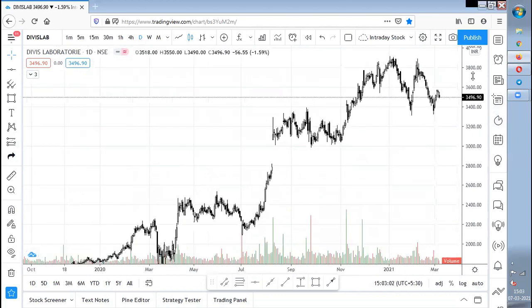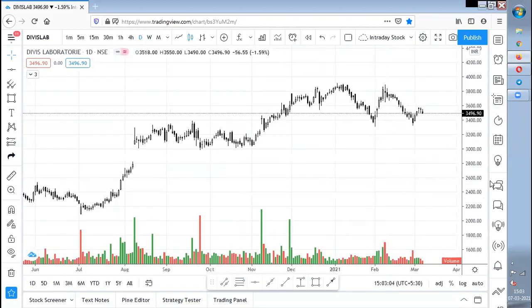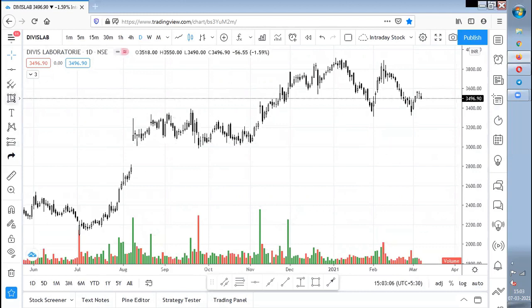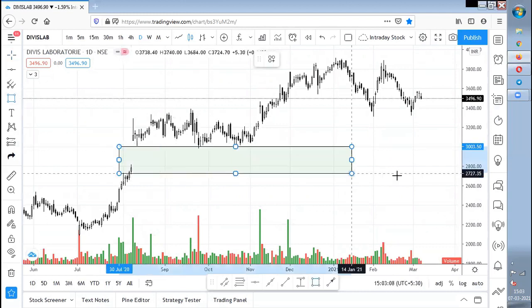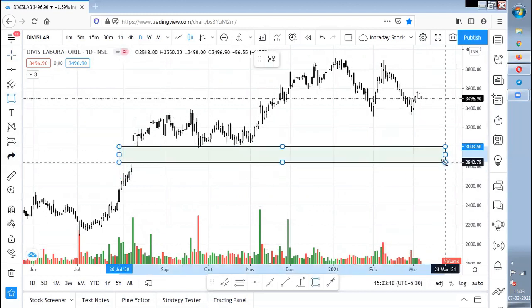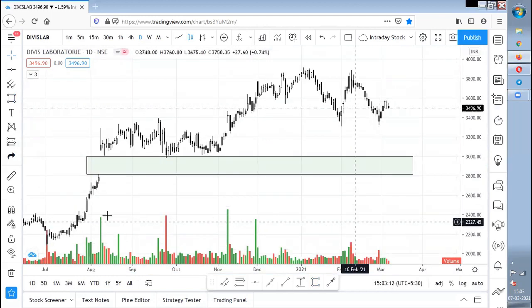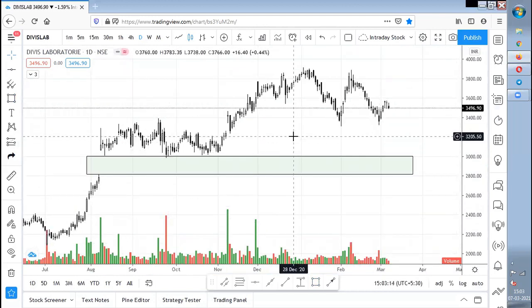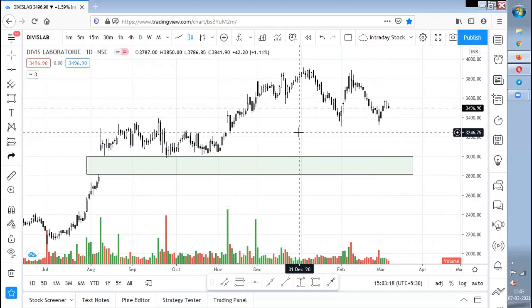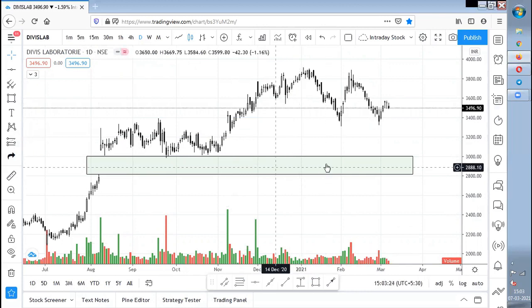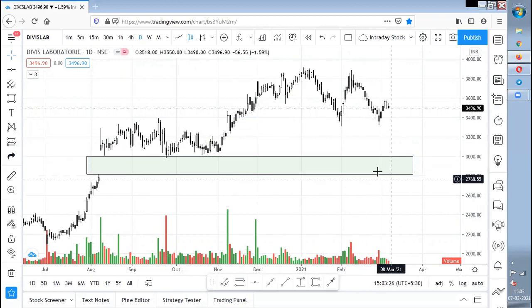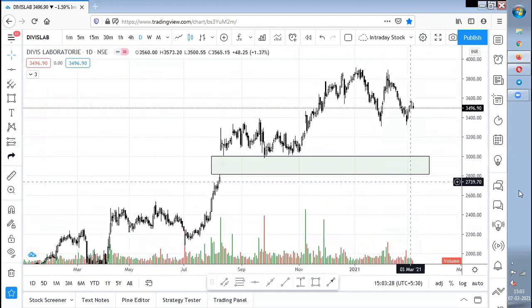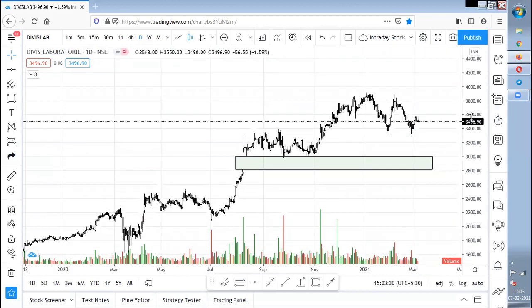So this is the Divi's Lab chart, and if you see, there is some gap over here, and it completely took the gap support and started moving up. And what I would say is, if in case we are going for a crash, any good crash in future, then this particular gap zone will be the point where Divi's Lab might take support. So let's see how it is happening.